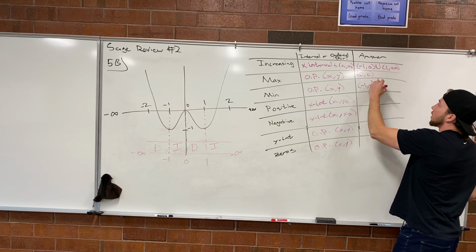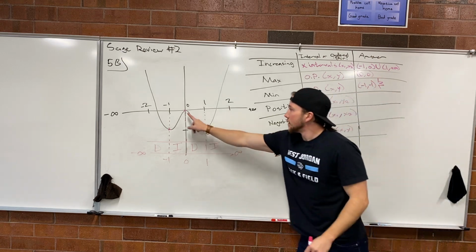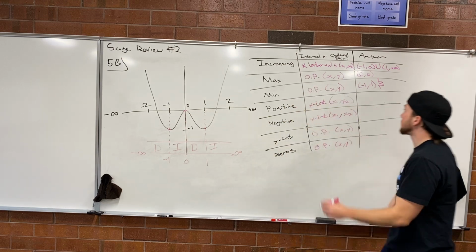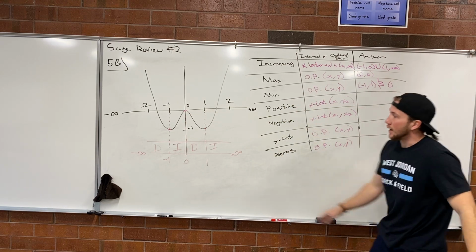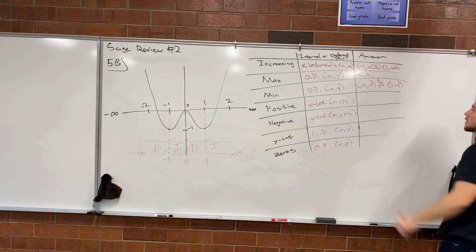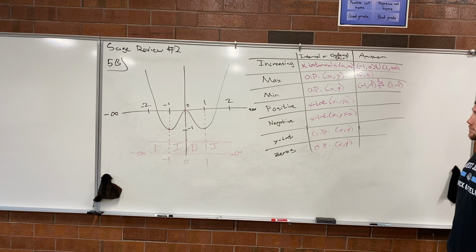And we're going to have one more point. For our second point, we went to the right 1, so our x value is going to be +1. And then again, we went down 1, so our y value is -1. Okay, so those are our two minimums.